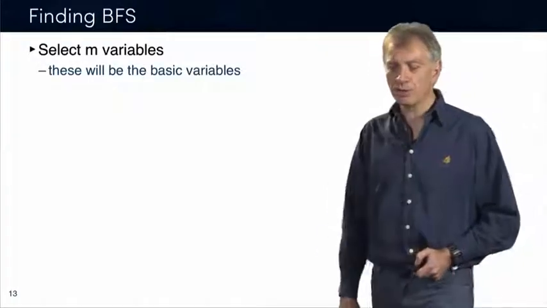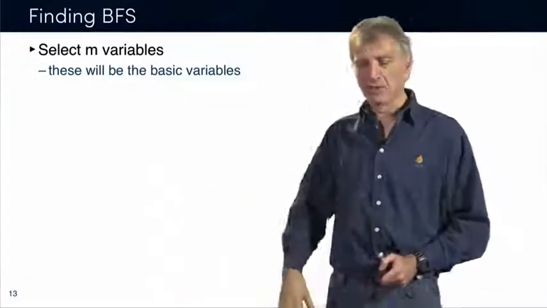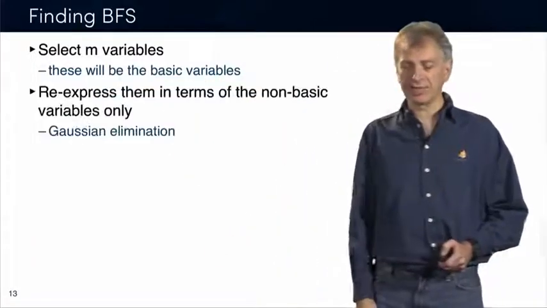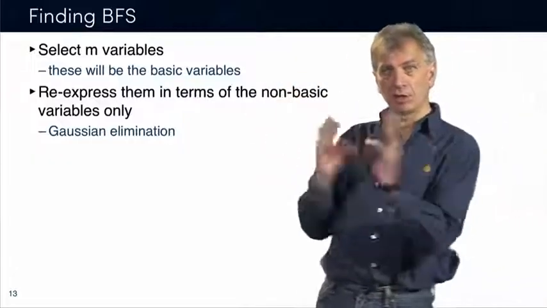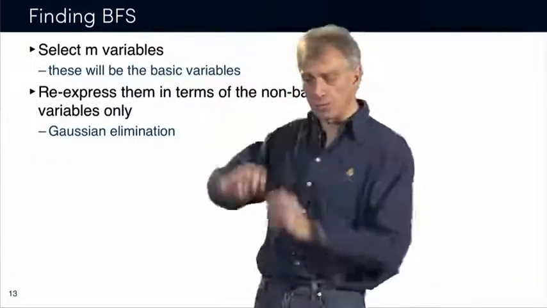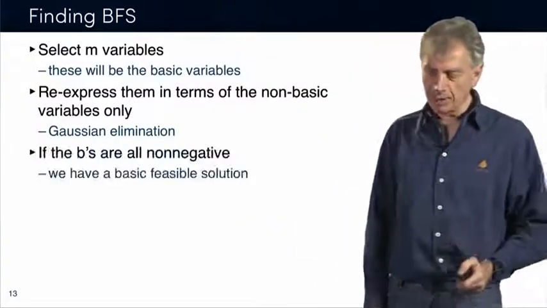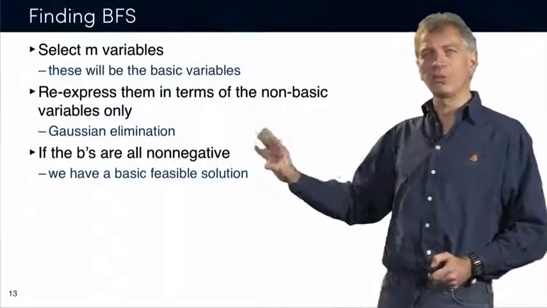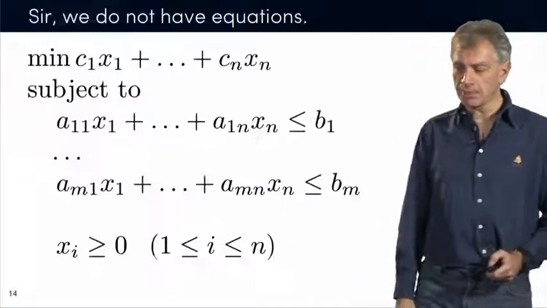Okay? So how do we find a beautiful, fantastic spot? We select m variables. So these will be the basic variables. We re-express them in terms of the other ones, not in terms of each other, right? Only in terms of the non-basic variables. We can do that easily by performing Gaussian elimination. And now if all the b's are non-negative, we know that we have a basic feasible solution.